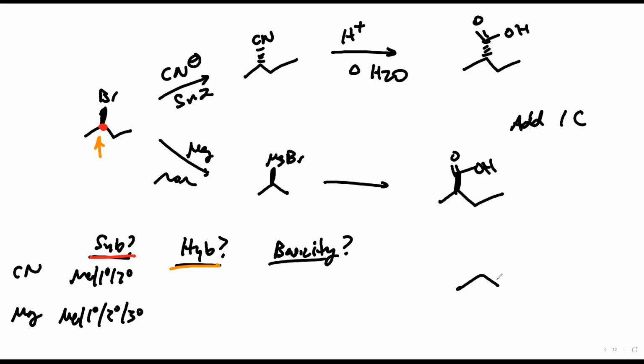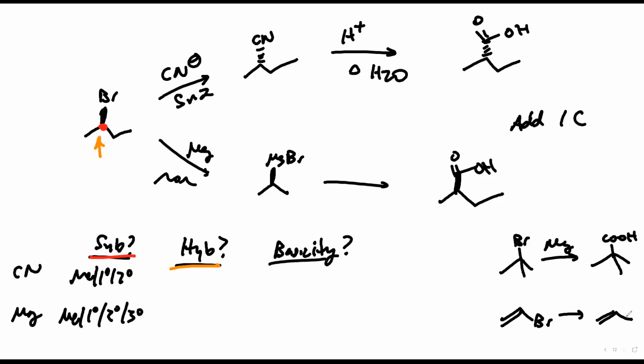Hybridization is if I'm asking, so I guess I'll write a counterexample here, or when this would matter. To do this transformation here, you would want to go through the MG synthesis because CN synthesis won't be as efficient. Okay. Hybridization is if I wanted to turn, let's say, this sp2 bromide to this sp2 acid. Why might this matter in this reaction?